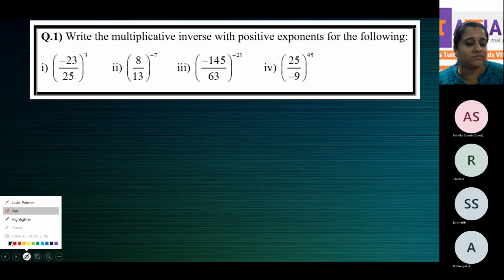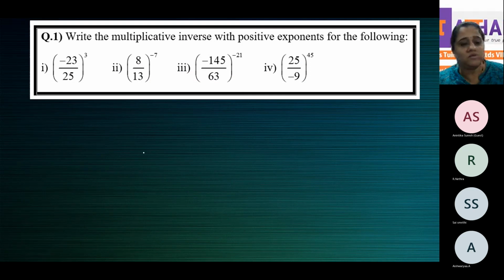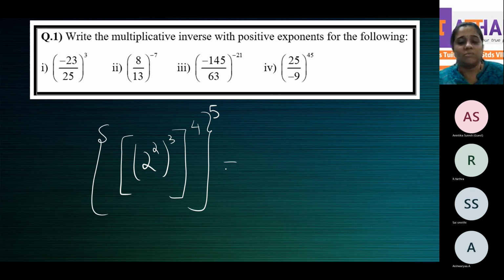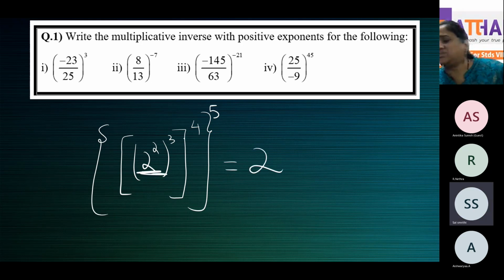See, supposing we have 2 to the power 2, to the power 3, the whole power of 4, and the whole raised to 5. So the base is 2. The base is 2. It's raised to many powers.